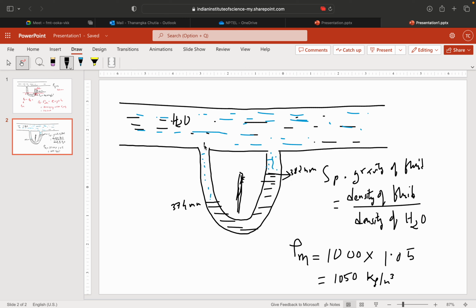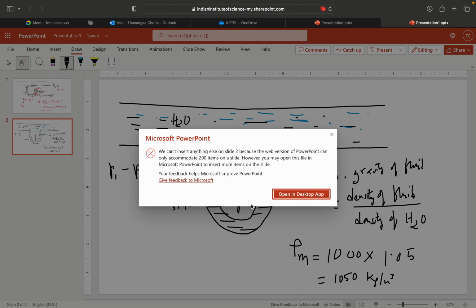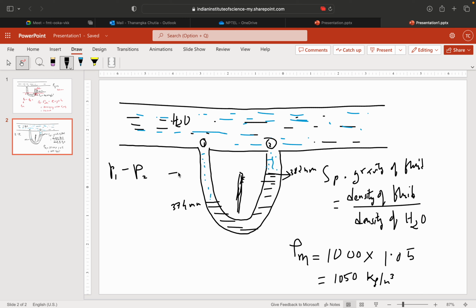Now there are 2 points they have given. This is point 1 and this is point 2. What you have to do is calculate the pressure difference between point 1 and point 2. This is the question they have asked. Okay, is it clear?